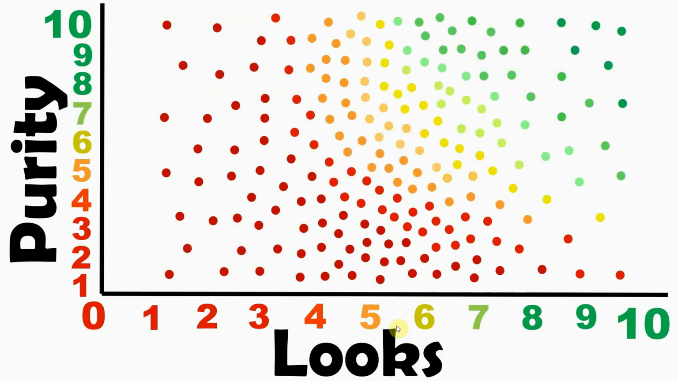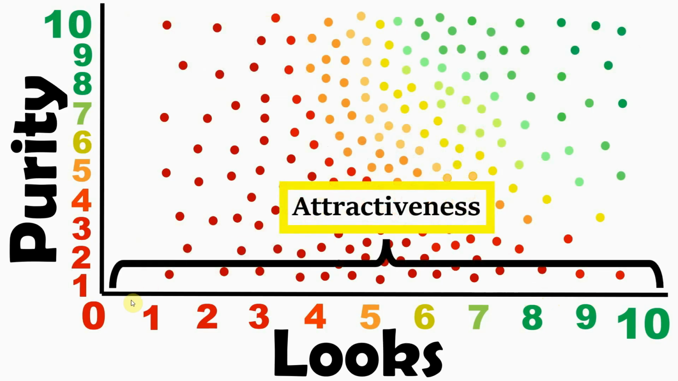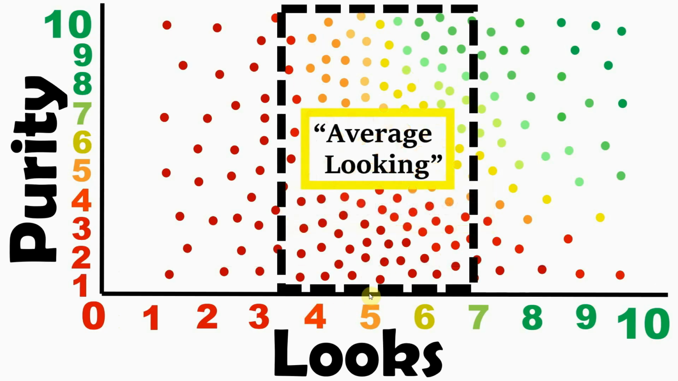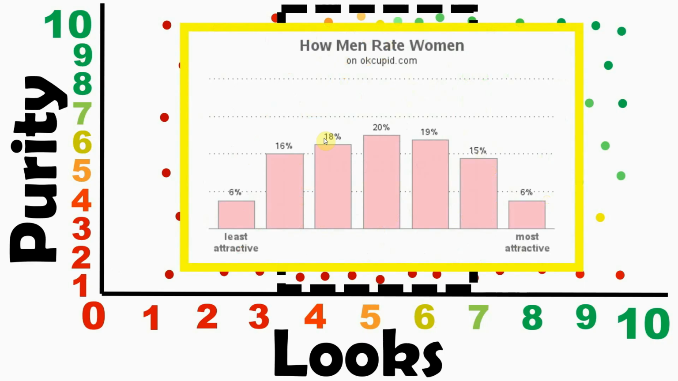Breaking this down by each of the axes, on the bottom we have attractiveness. We've all heard of the 1 to 10 scale before, and I think most men will agree the majority of women fall somewhere in the middle. So they're either a 4, 5 or 6. This distribution is also backed by this study where men were asked to rate women's attractiveness on a dating app.